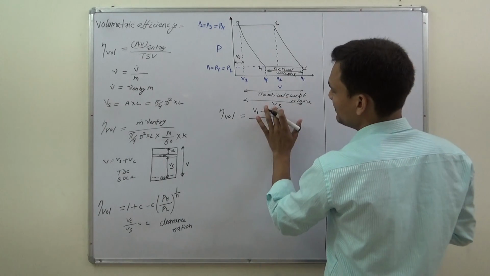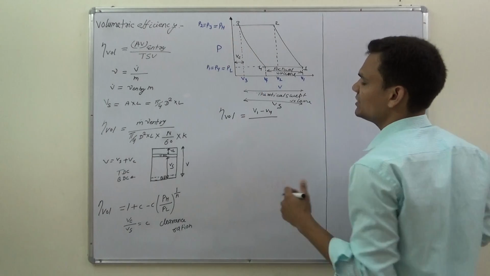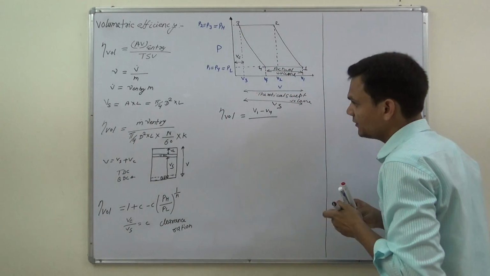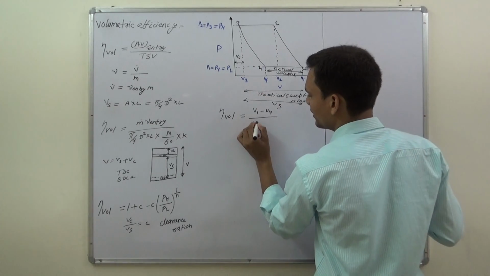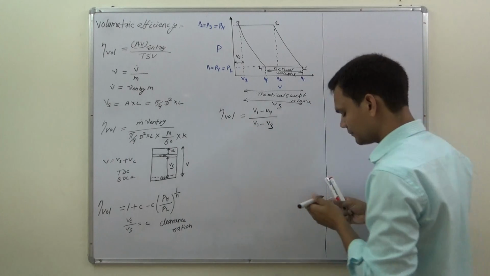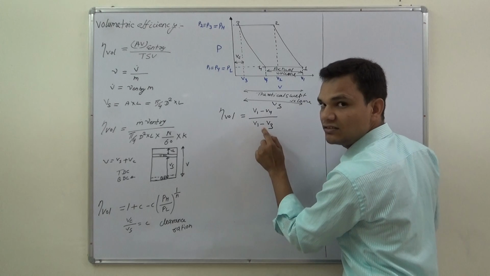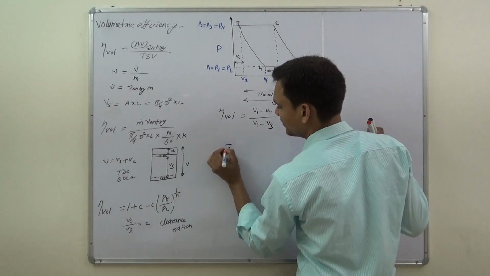So I also write Vs as total or theoretical swept volume, and the remaining volume which is not swept by the piston is called clearance volume. Let me clarify. So total theoretical volume will be equal to V1 minus V3. This is actual volume at the entry and this is theoretical swept volume. We can also modify this formula.